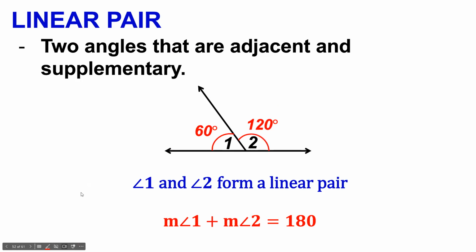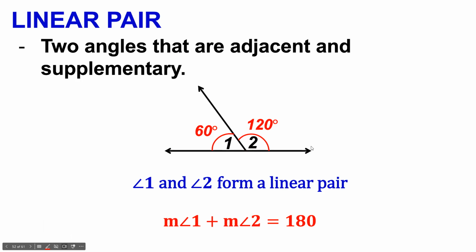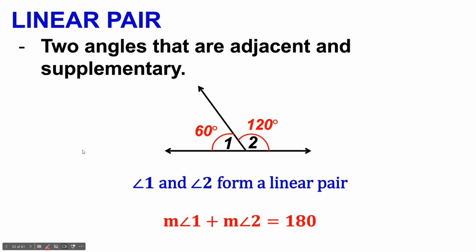So therefore, since they are adjacent, they have a common vertex and a common side, and there is this line that was formed because of this combination of two angles, then we can say that they form a linear pair.